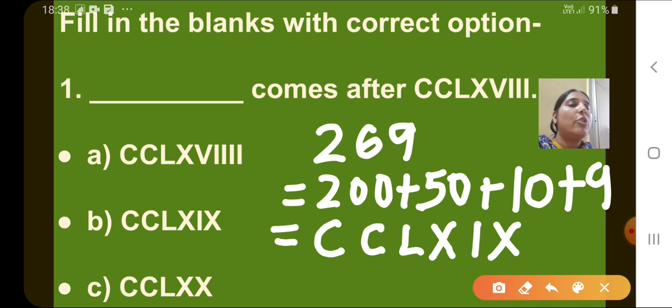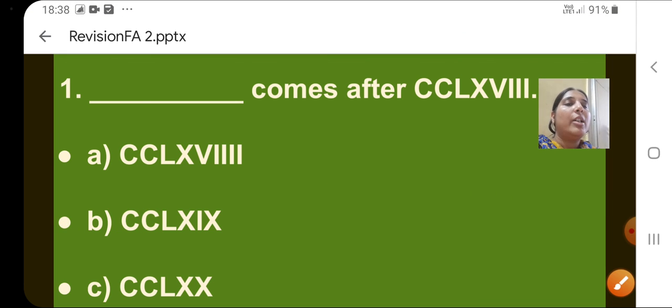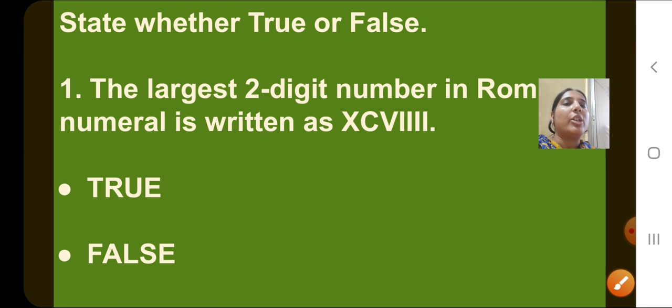So now can you tell me the right option where you can find this? Yes, it's option number B. So option number B is the correct option here. So you have to tick there. Okay. Now let's move to the next question.